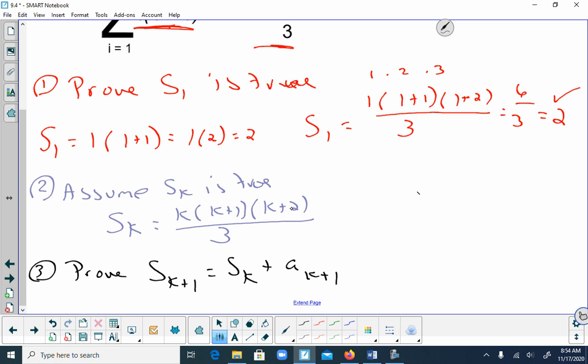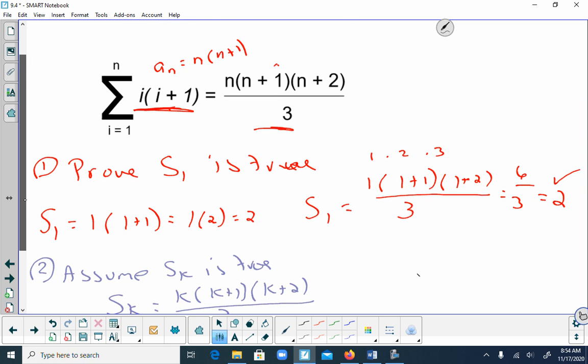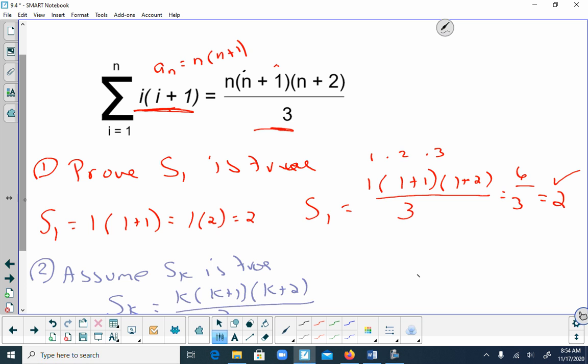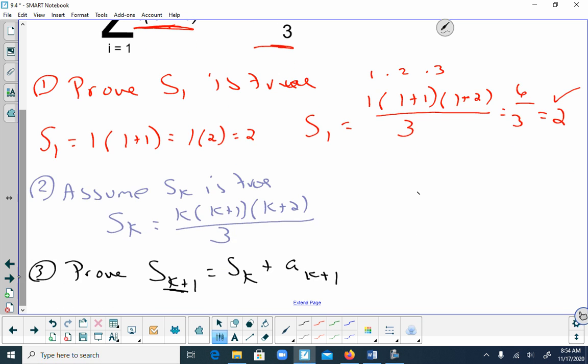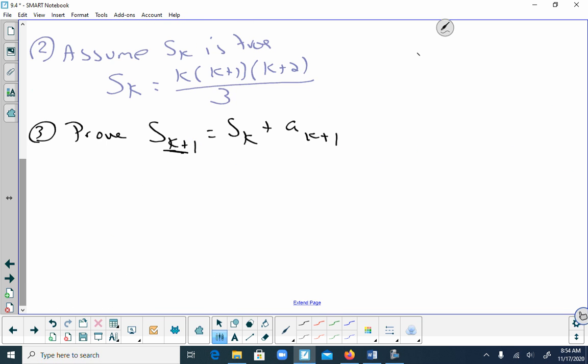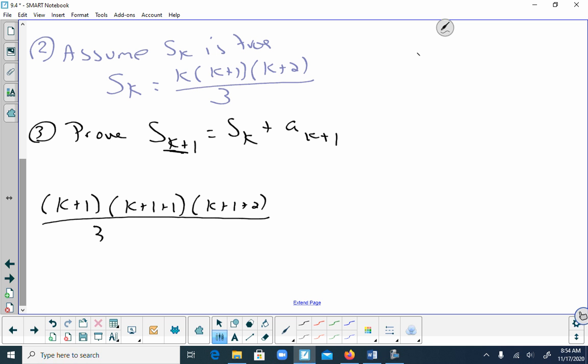So for this, S of k plus 1, I'm going back up here. Any place I see an n, I'm writing k plus 1. So let me do that. That'll be k plus 1, and then k plus 1 plus 1, and then k plus 1 plus 2, all over 3. S of k is this. I've already written it.